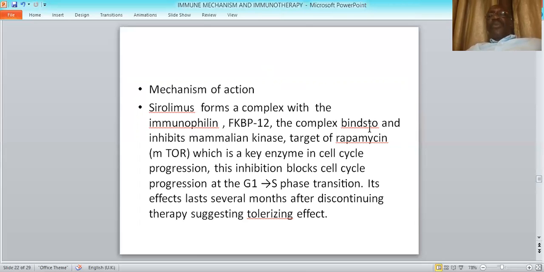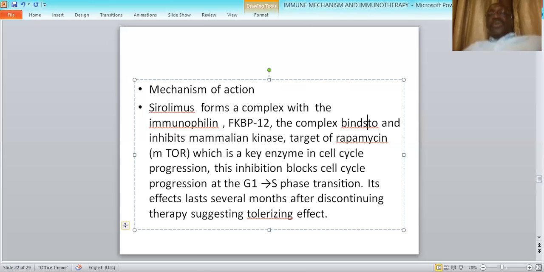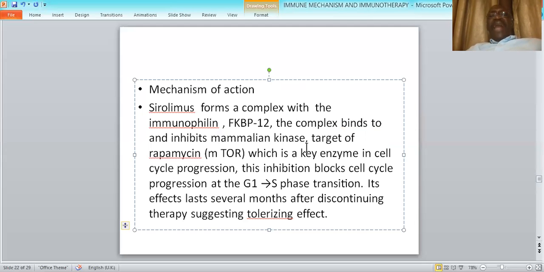This complex binds to and inhibits mammalian target of rapamycin, a kinase. Now, this mammalian target of rapamycin is a key enzyme in cell cycle progression. This inhibition blocks cell cycle progression at the G1 to S phase transition. Once the G1 to S phase transition is blocked, then it prevents, for example, tissue rejection.